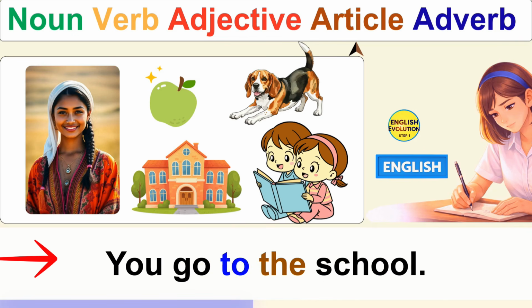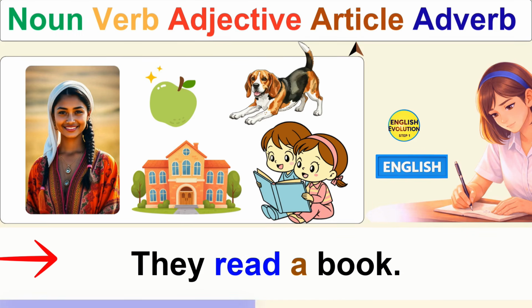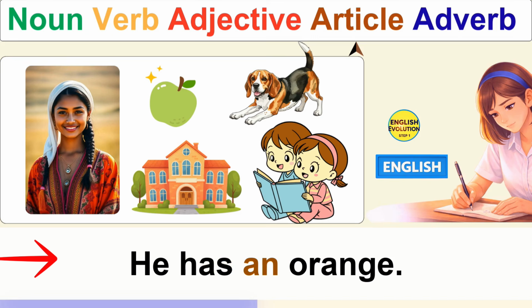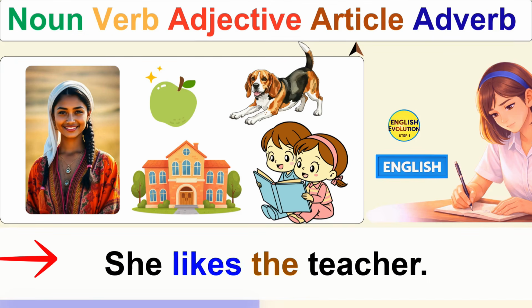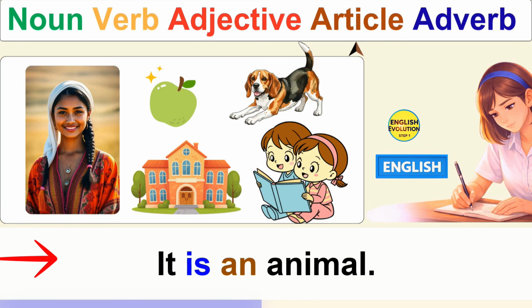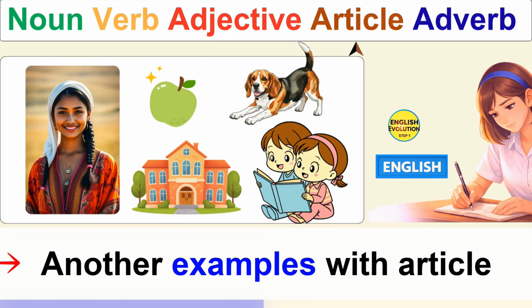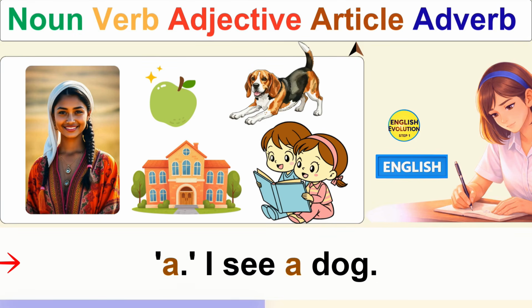You go to the school. They read a book. He has an orange. She likes the teacher. It is an animal. Another examples with article a.